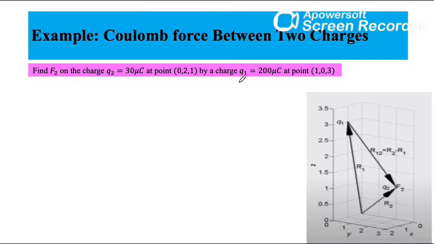The charge q1 has a magnitude of 200 microcoulombs. Micro is the prefix for 10 to the power minus 6. So this is 200 into 10 to the power minus 6, or 200 microcoulombs. This q1 is located at (1, 0, 3).